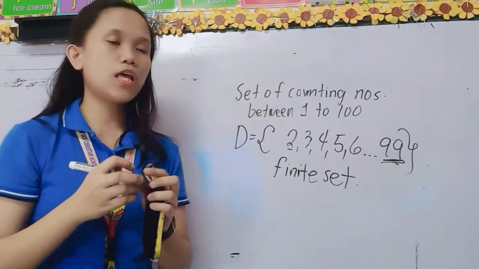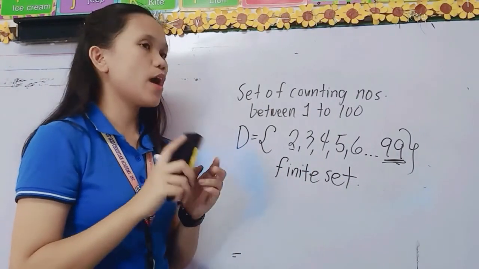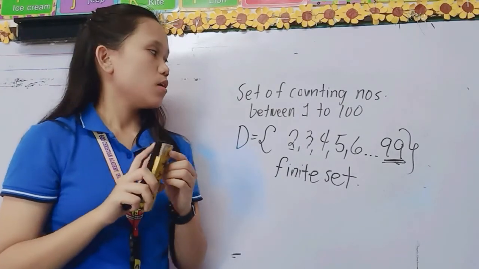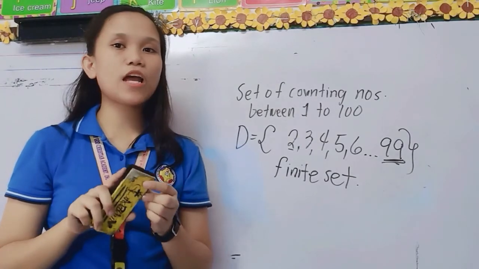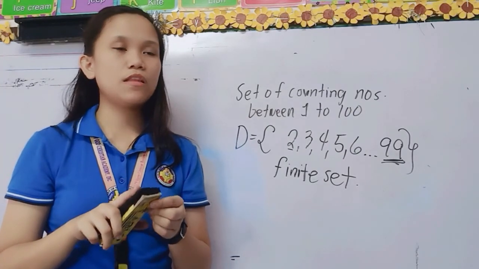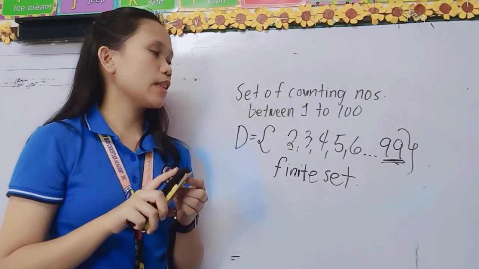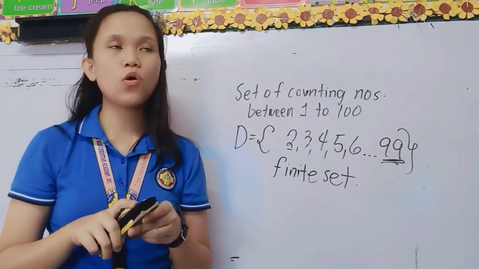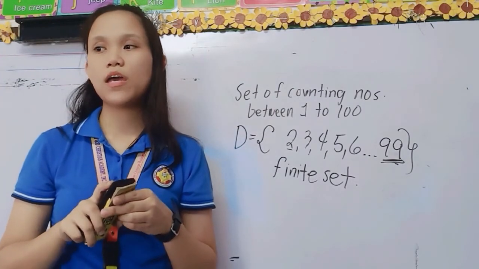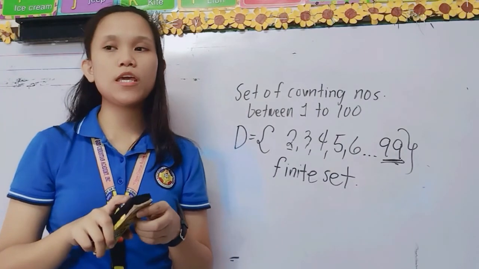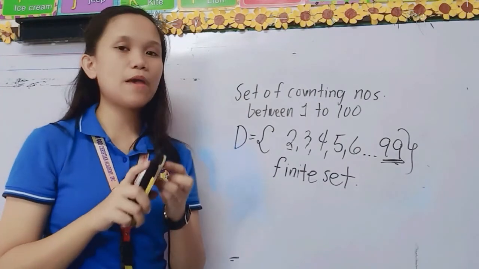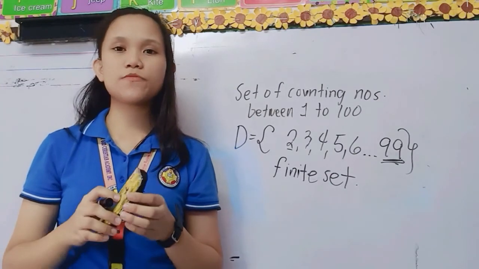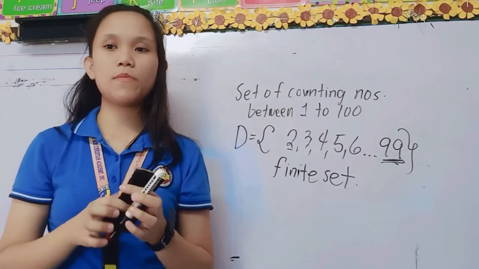Remember that in writing a finite set, there is an exact cardinality for the given set. In an infinite set, it always ends with an ellipsis and there is no last element. While a null set has no element, usually written just as an empty set. So we're going to give more exercises for this topic about the fundamentals of sets.